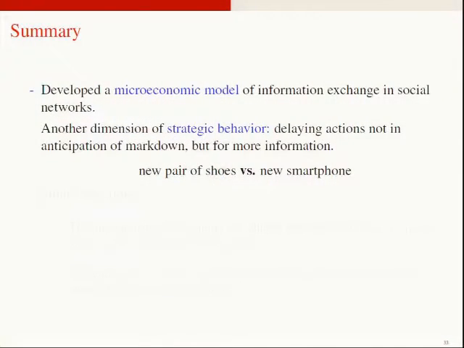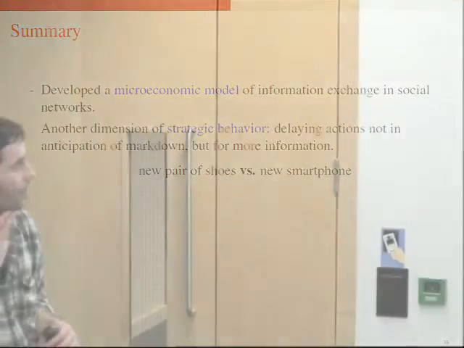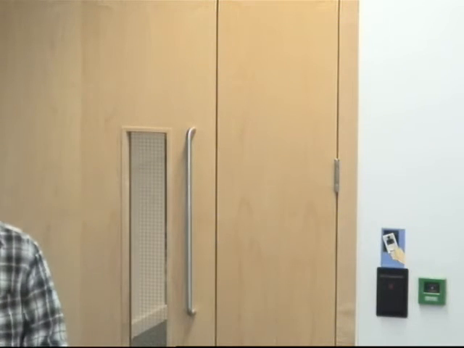All right. So here is the summary of the talk. In this second part, I developed a microeconomic model of information exchange in networks, and I illustrated another dimension of strategic behavior. I might delay my actions not in anticipation of a better price in the future, but to get more information about something I don't know.